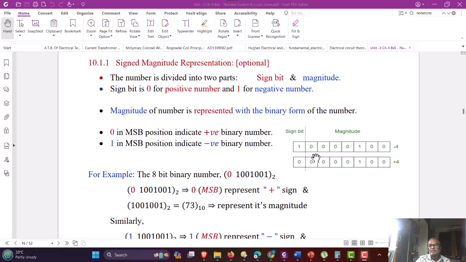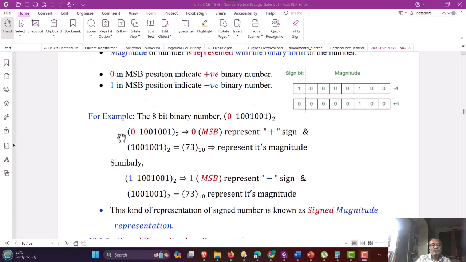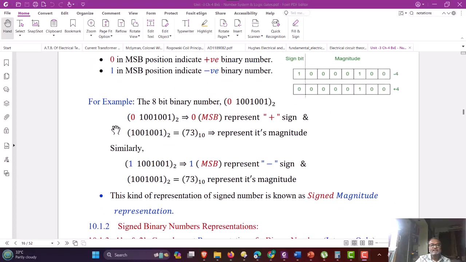Here the typical number is 0000100, which corresponds to 4. With sign bit 1, it is minus 4. In the second representation, the same magnitude with sign bit 0 indicates the number is plus 4. Here is another example, an 8-bit number.